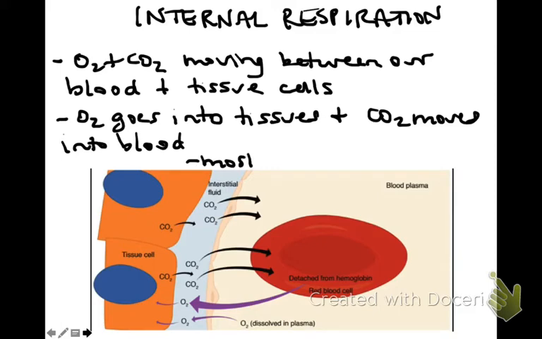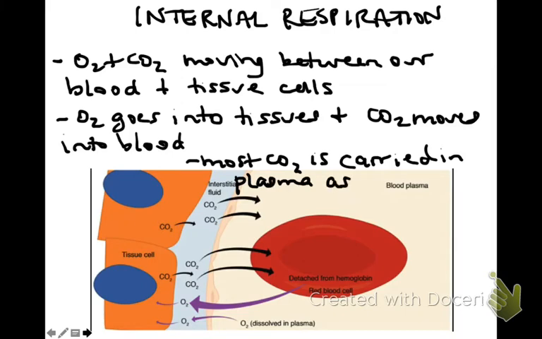Most CO2 is carried in the plasma, and it's carried as something called bicarbonate. Bicarbonate is what happens when CO2 and water combine. It forms a compound called HCO3, and it's slightly acidic. And so that's why your pH, which measures your blood acidity, has to be a certain amount, because if it goes off of that, you have too much CO2 in your blood and it gets too acidic, then it can be very dangerous and your tissues can start dying.